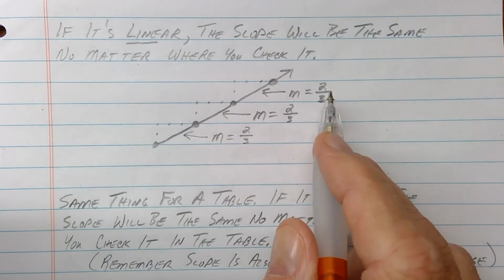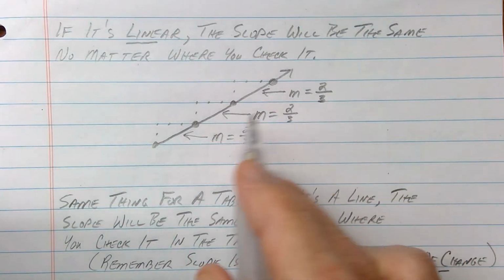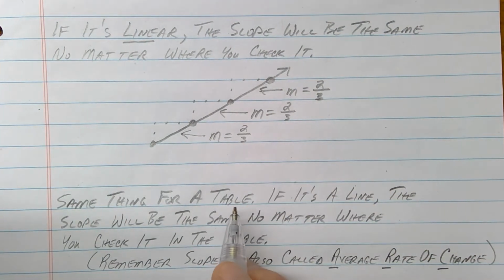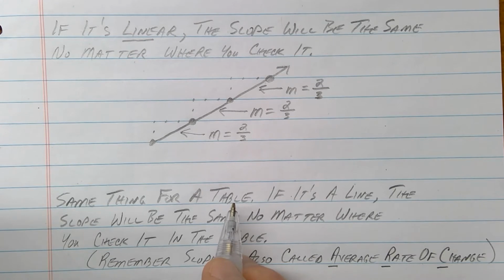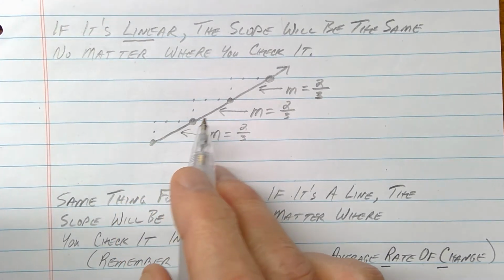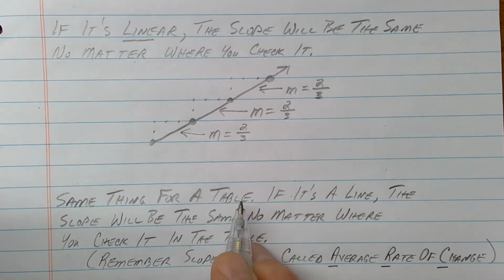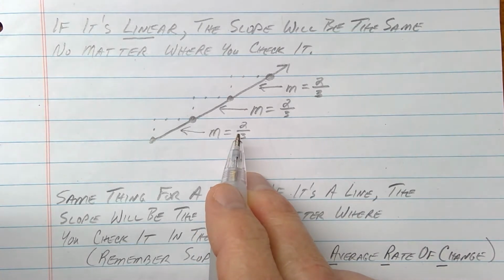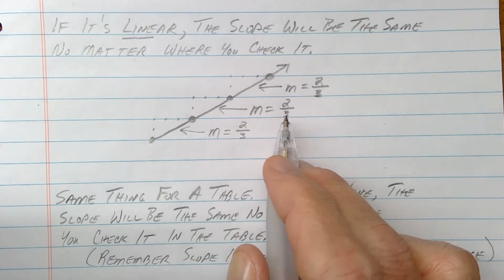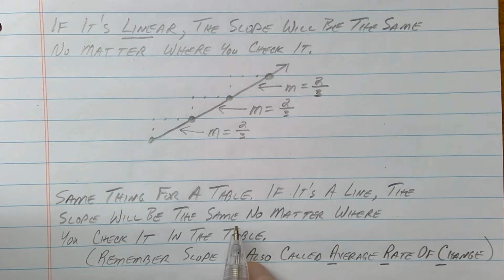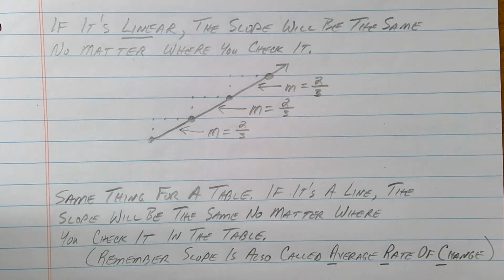If the slope stays the same no matter where you check it, then you can assume that thing is a line. It's not a curve or something else. Same thing for a table. Given a bunch of ordered pairs in a table format, I can check it the same way. Just calculate the slope between a couple of ordered pairs and check it in several places, and if your slope's the same, it's going to be a line. We'll say that the values in that table are linear, that they represent a line if you graphed them.